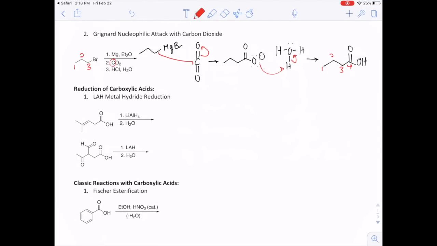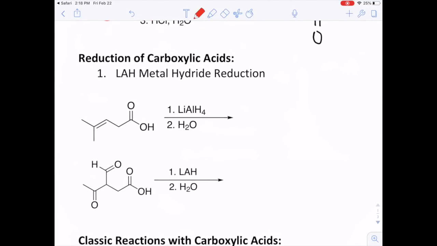All right, so reductions of carboxylic acids. I made an announcement, and I'm going to make another announcement again in an email just so you guys understand. I did make an error where I said that hydrogen with platinum, palladium, or nickel is sufficient to reduce carboxylic acids to alcohols, and that is not true. Only LAH is.